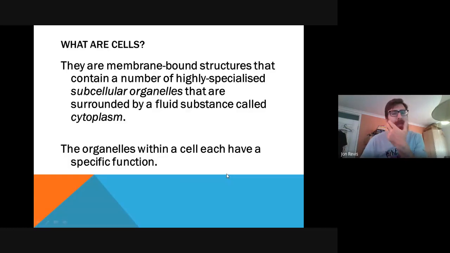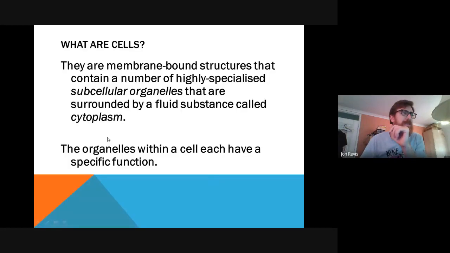Okay, but what are they? So they are membrane-bound structures, so thin membrane quite often, and they contain a number of specialized organelles. Organelles are small components of the cell that have a particular function. The cytoplasm is the liquid, which is heavily water-based normally, and each of the organelles within the cell has a function. So you'll see about that as we go through.